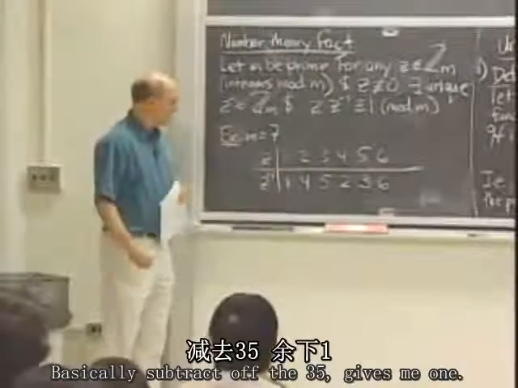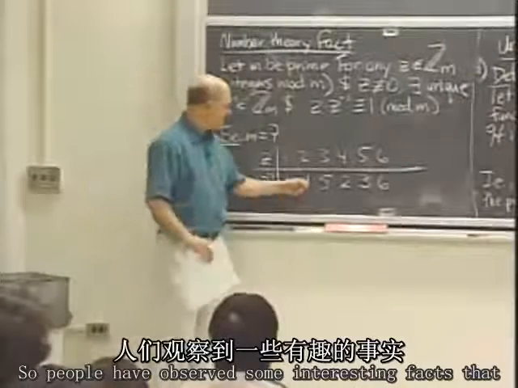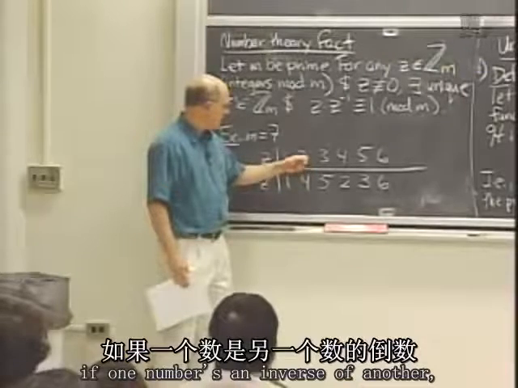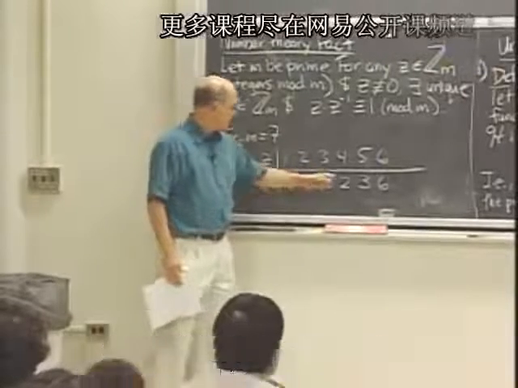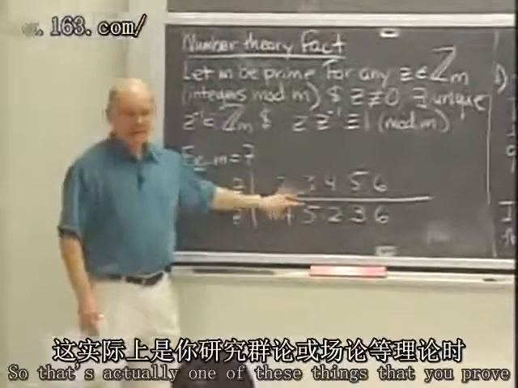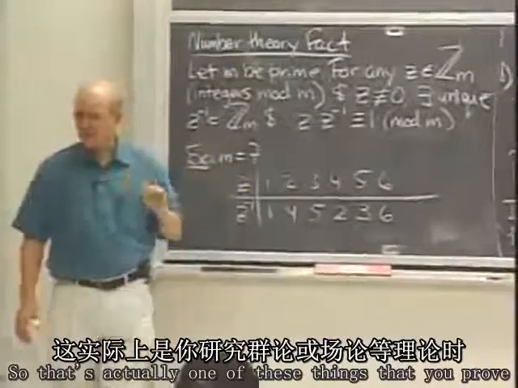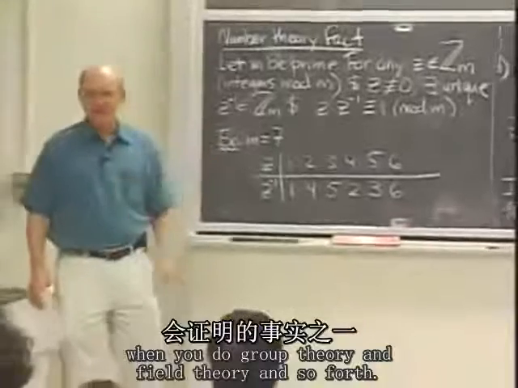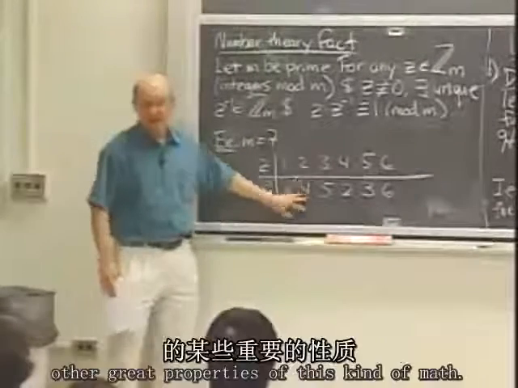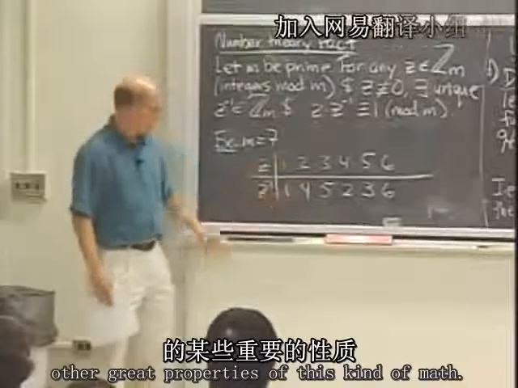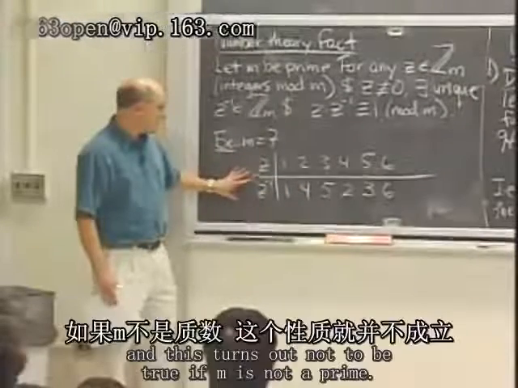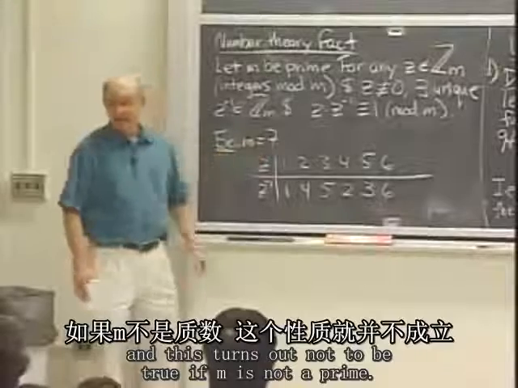Okay? So people have observed some interesting facts: if one number is an inverse of another, then that other is an inverse of the first. That's actually one of the things that you prove when you do group theory and field theory and so forth. There are all sorts of other great properties of this kind of math. But the main thing is, and this turns out not to be true if m is not a prime.